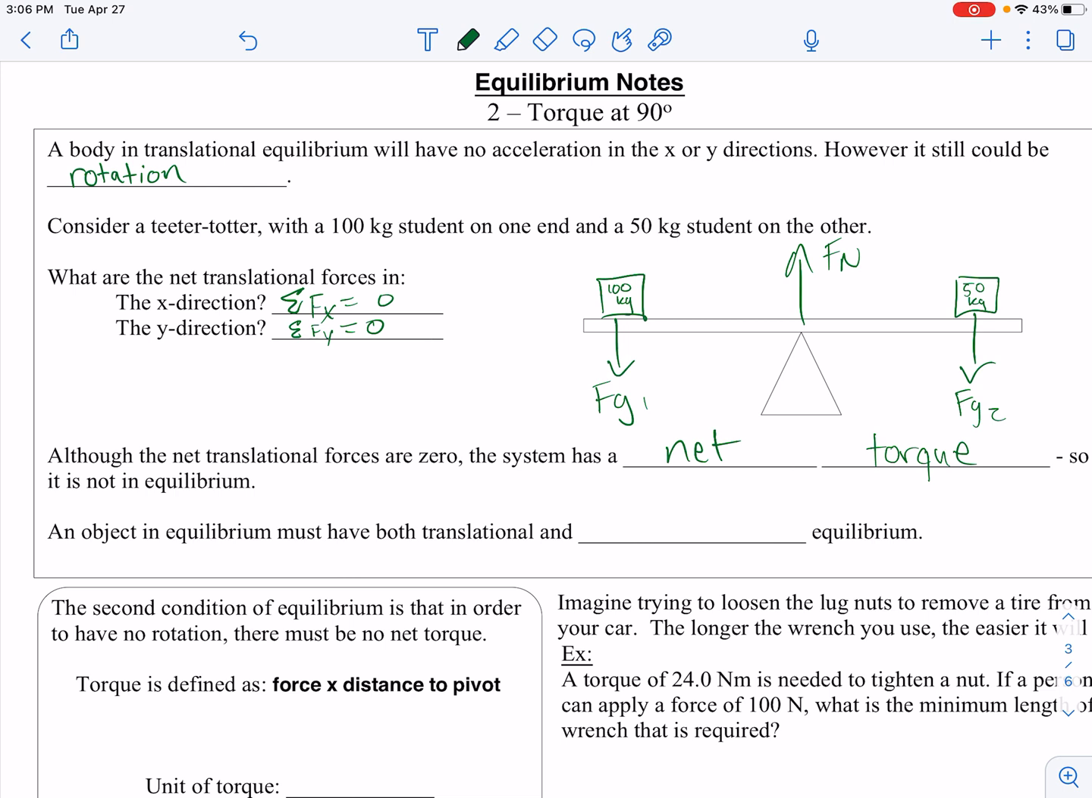We know that an object in equilibrium must have both translational and rotational equilibrium. Because in this case, this particular object is going to be moving. Put a heavy kid on one side and a lighter kid on the other, and the whole seesaw is going to rotate, with the heavy kid pulling it down and the light kid being pushed upwards. You are applying a force that will cause rotational motion, and this is torque. So if you want to have no rotation, you must have no net torque.